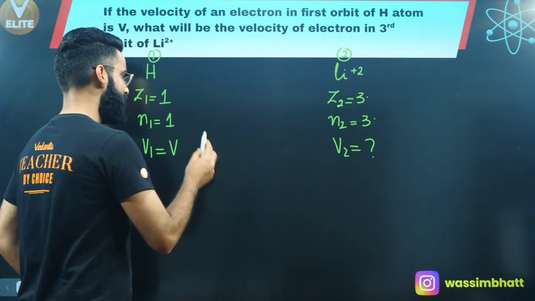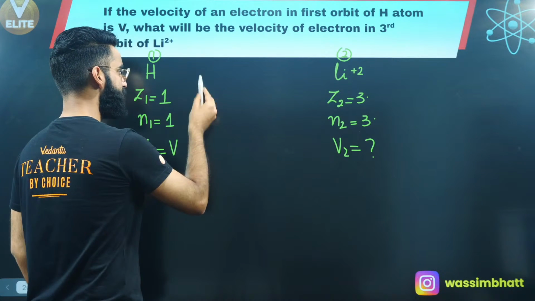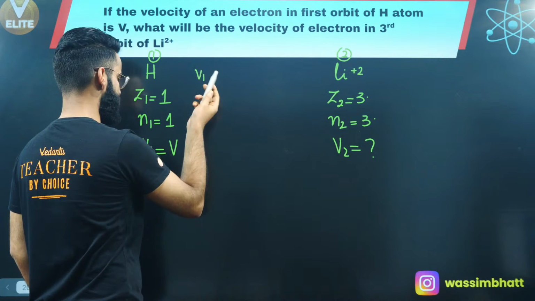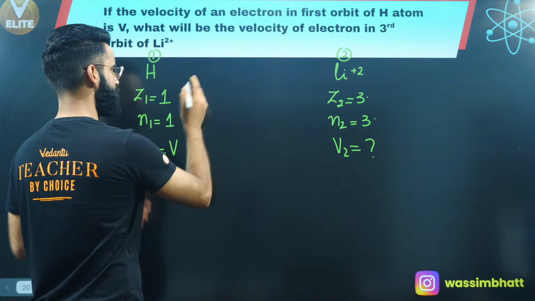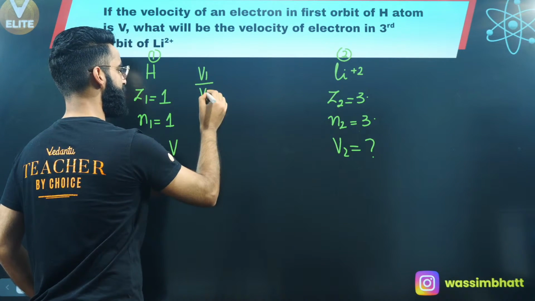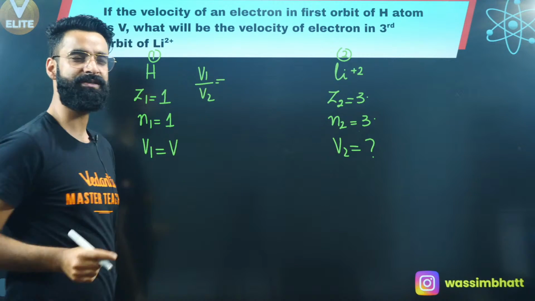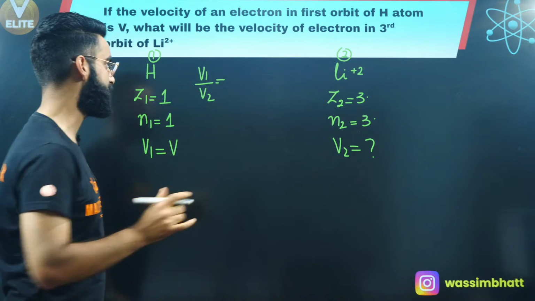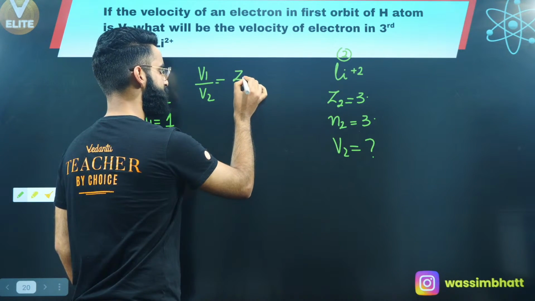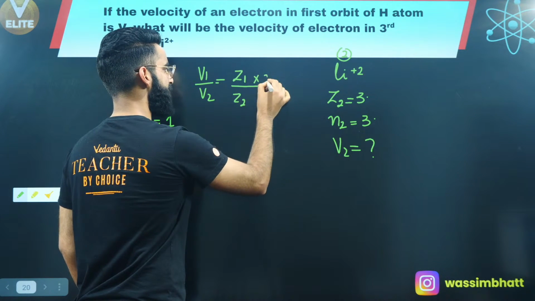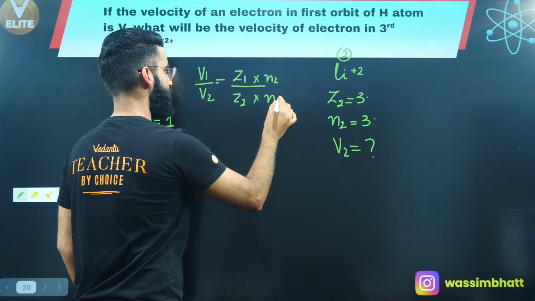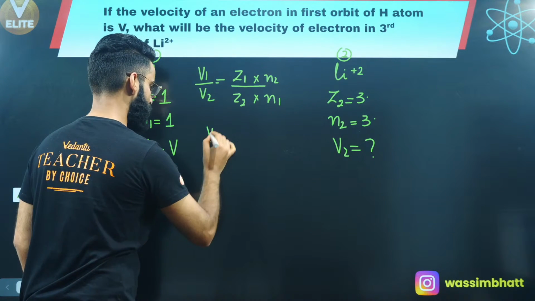Simple formula, right? What formula will I be using? I'll write V1 divided by V2. What was the formula to calculate velocity? V is equal to V naught Z by N. So it's going to be Z1 divided by Z2 multiplied by N2 divided by N1. V1 value is simply equal to V.